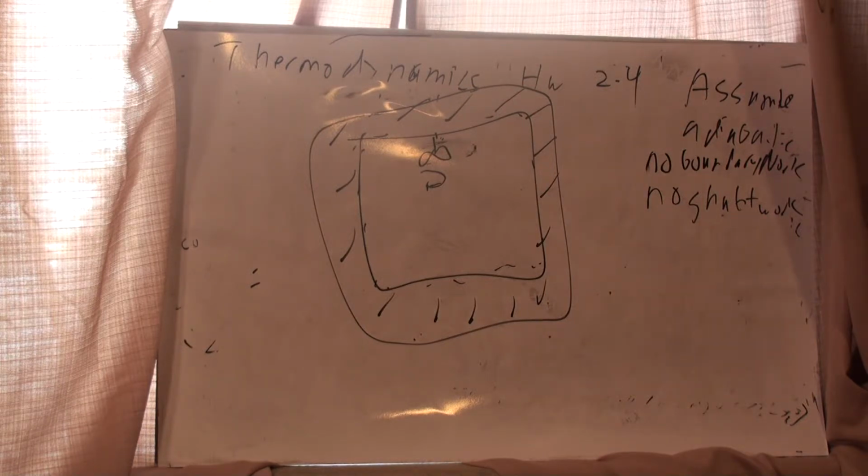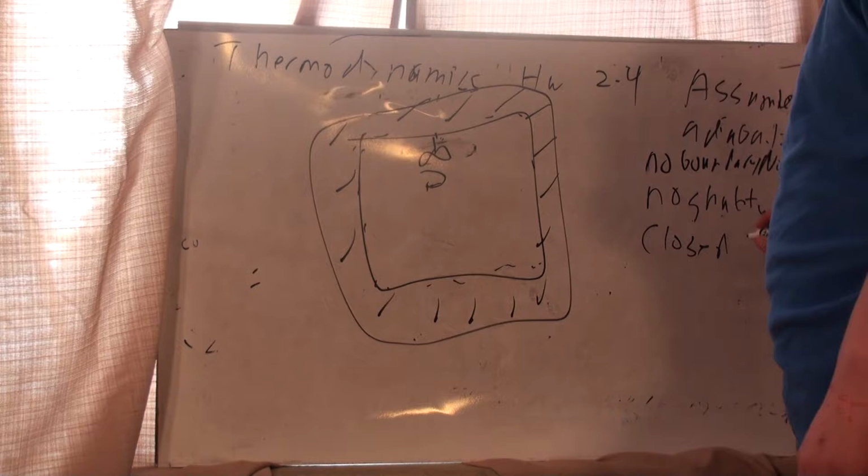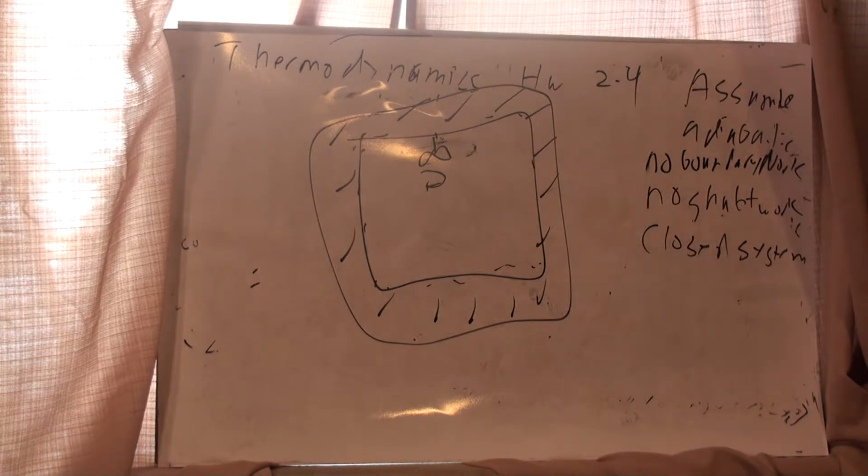There's no boundary work. There's no heat transfer. It's a closed system, so there's nothing flowing in or out. So closed system. There's no ins. There's no outs. So then the mass is basically constant. What else do we probably need to assume? Who knows? Okay, so that seems good.